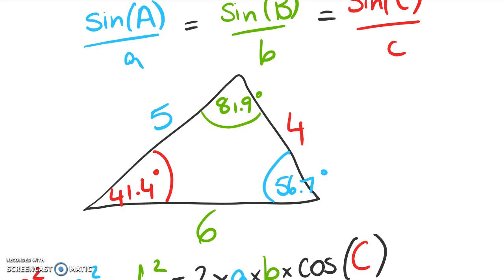So in this question, we had all of the side lengths and we were able to use the cosine rule, the sine rule, and then just the fact that our angles in our triangle add to 180 degrees to fill in the angles in this triangle.